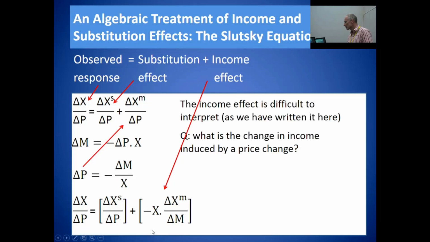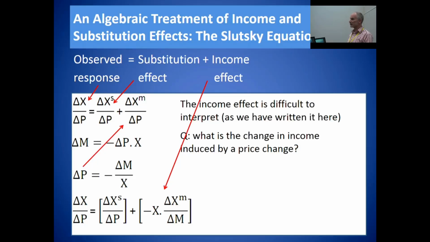So what does that mean then? Can we interpret minus X? Well, that's just minus times the consumption of the good. The second part there, delta X over delta M, tells us how consumption changes as income changes. And what's that related to? That is effectively the income elasticity of demand. And we know exactly how that operates.